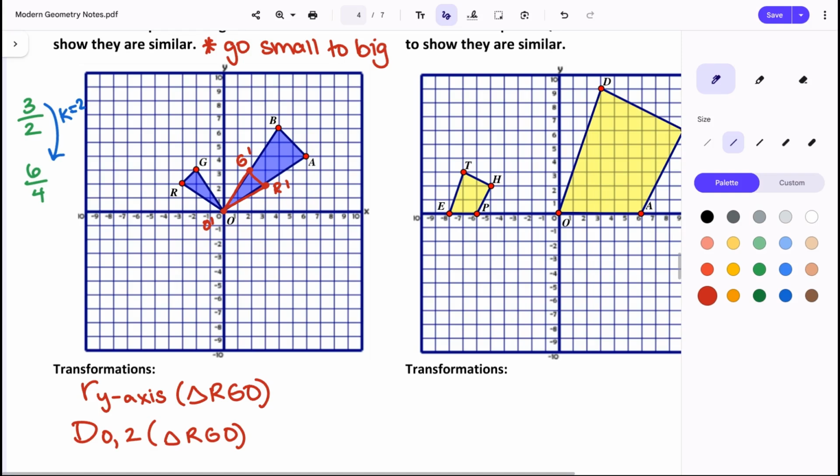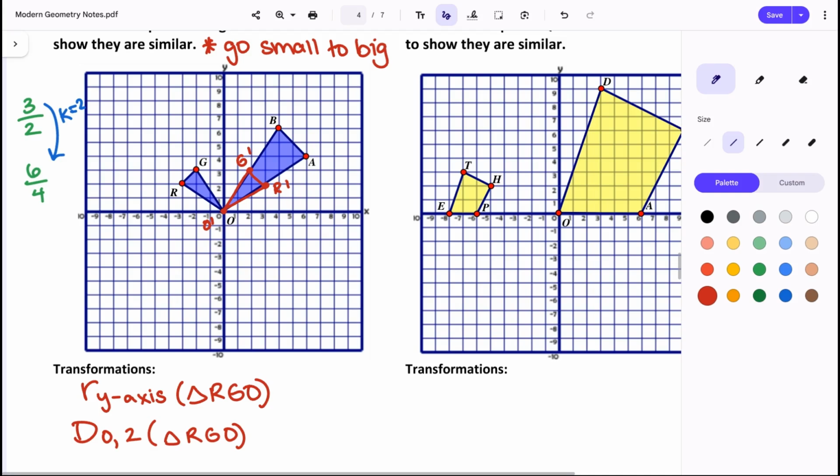So key things here are get them facing the same direction. They need to overlap on a point. Now I just chose to use that O because they were already connected there. When you have shapes that are a little bit more disjointed, like the second example that we're going to go through, you have a little bit more freedom to decide what point you would like to have overlap. And then you always use that overlapping point as your center.